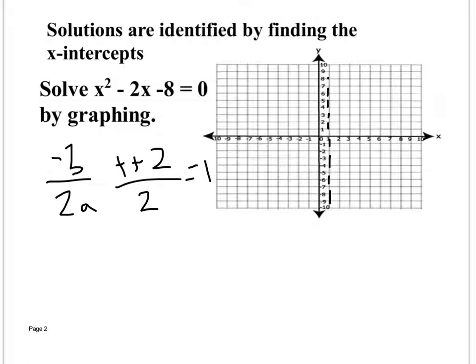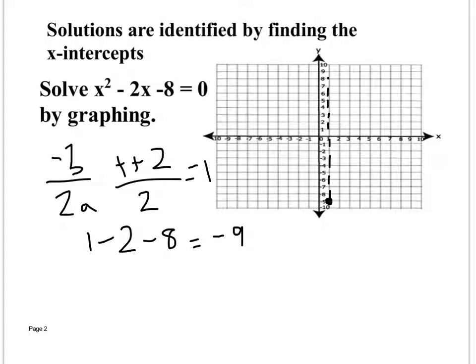We plug that in to find the vertex, because we're trying to find out, is this a maximum or a minimum? We plug 1 in there. 1 minus 2 minus 8 is what? -9. So the vertex, which in this case is the minimum, is 1, -9. Right there.